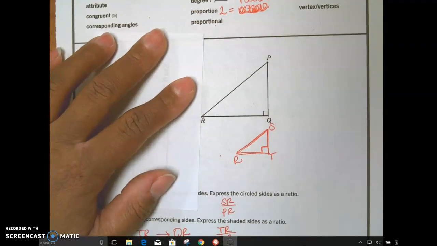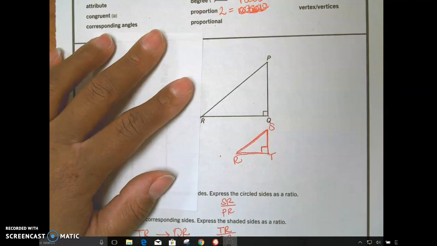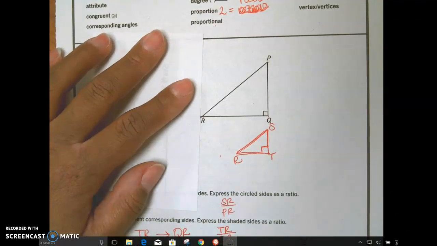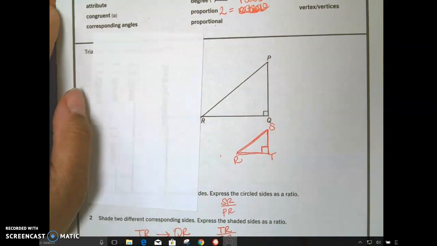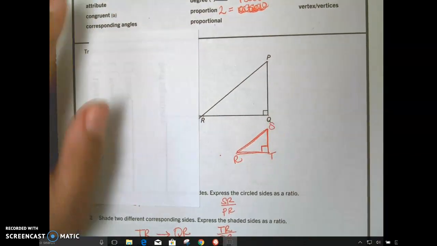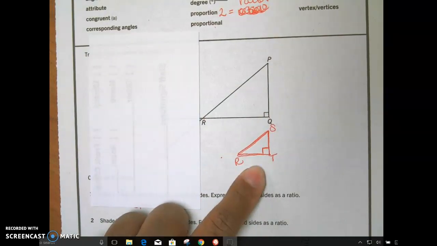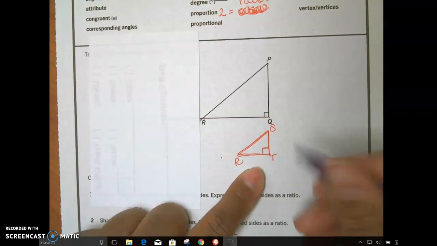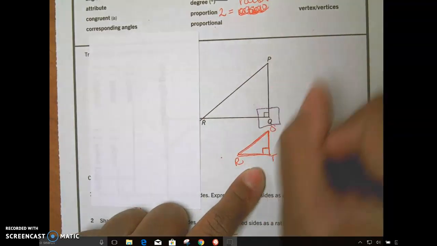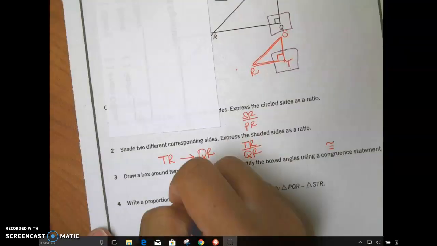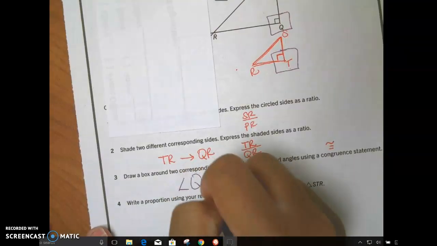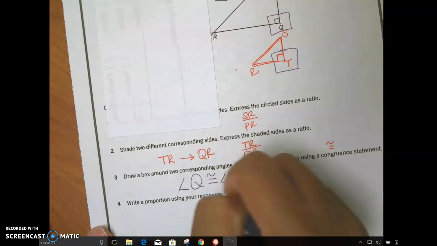Now, who are two angles that correspond? They match. T and Q. One angle, one angle. You can name it by one letter in this case. Q, okay? Who matches Q in this little triangle here? T. How do I know they match? Because they're both right angles and they're in the same location. So Q and T. Angle Q is congruent to angle T.